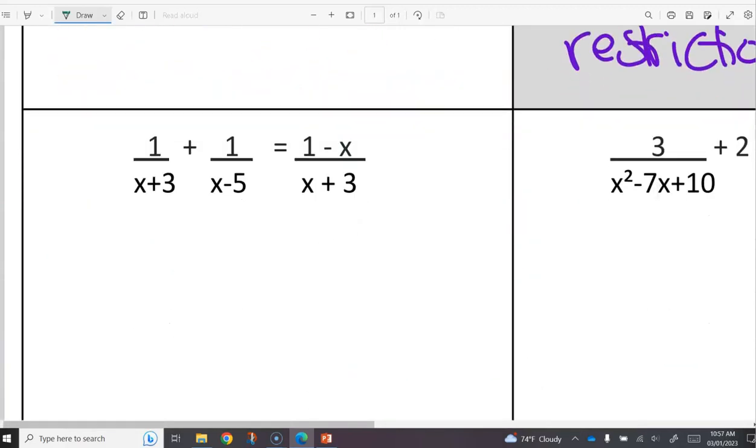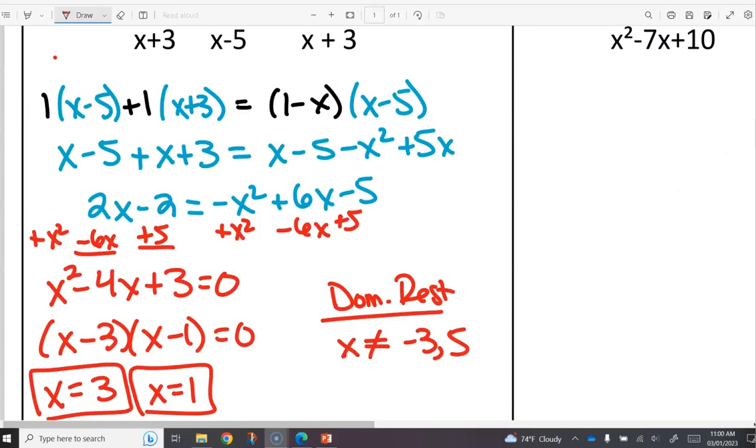Ready? Are you ready to try one yet? Or you want me to keep going? You want to try this one? Because of those ones? Yeah? Okay, try it. We have 1 over x plus 3 plus 1 over x minus 5 equals 1 minus x over x plus 3. So they are all missing something. You got to bring something into each piece. Okay, you try it. When you're ready, it's up here.